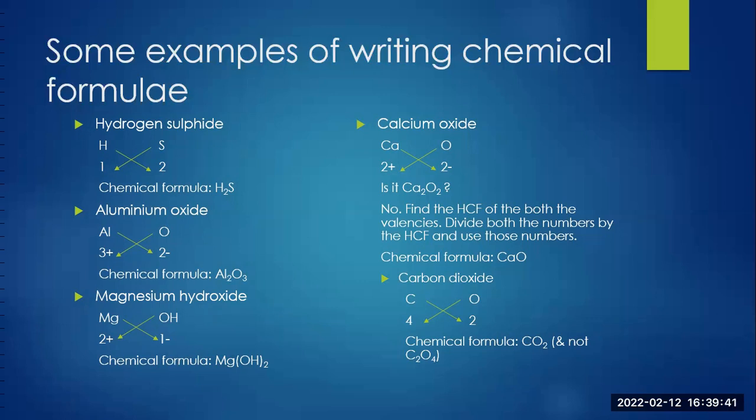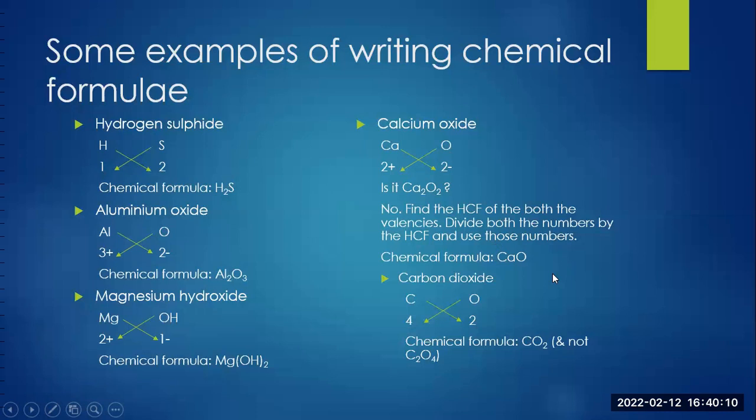Calcium oxide, the elements involved are calcium and oxygen. The symbols are Ca and O. The valencies are 2 plus and 2 minus. So does it mean that the formula becomes Ca2O2? No. In such cases, we find out the HCF of both the valencies, and divide those numbers by the HCF. So the chemical formula of calcium oxide is CaO.